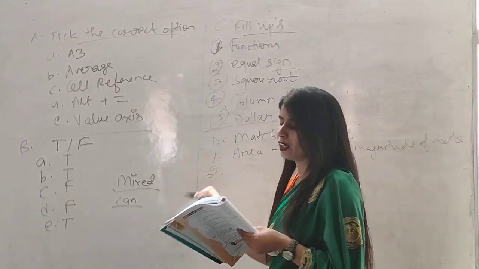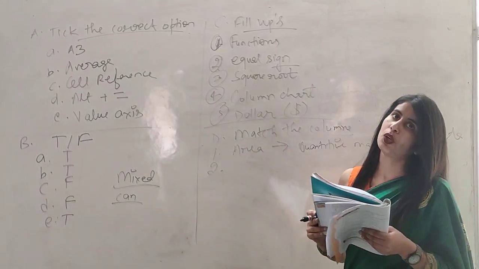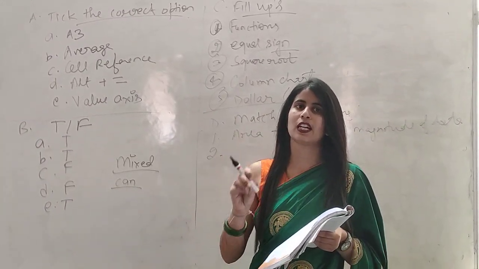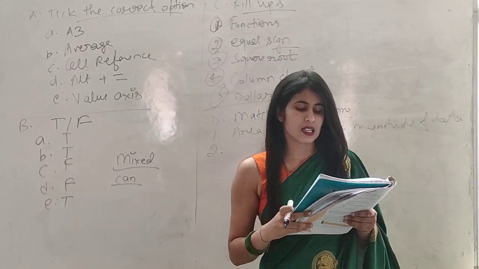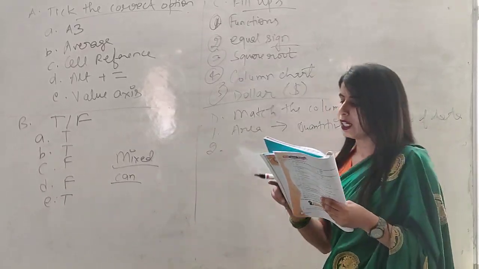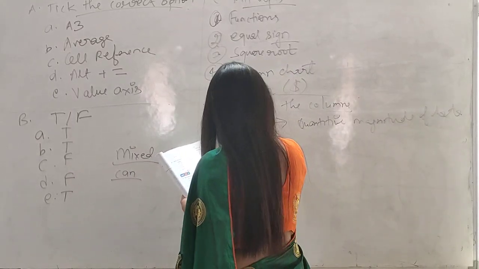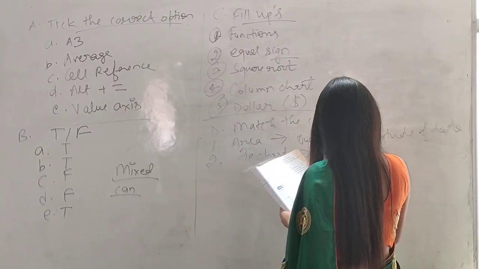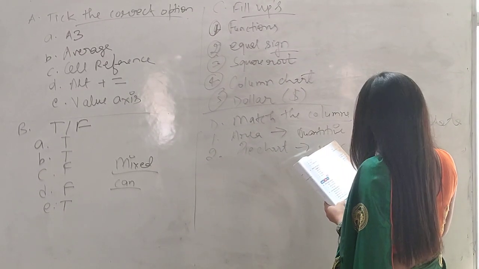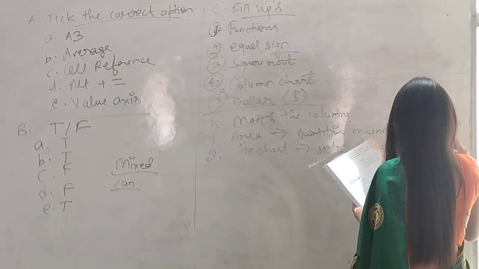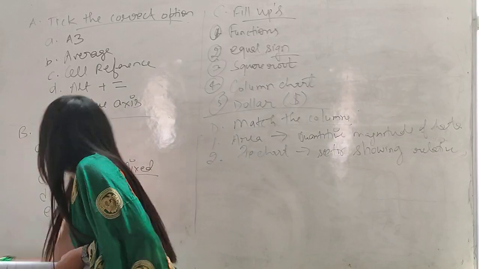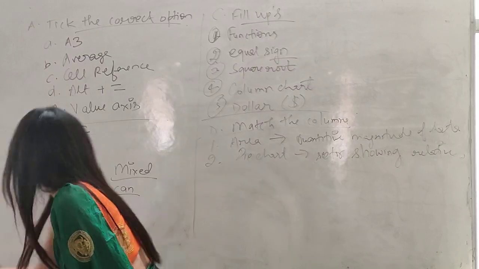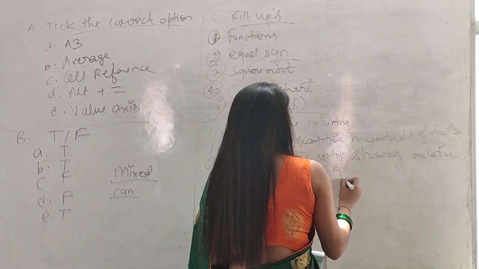Okay. The second one is pie chart. We know that in a pie chart, different sectors are there, and we plot the values in the form of a circle. So what will be the answer? C. Here is pie chart, and you will match it with sector showing relative size, S-I-Z-E, size of each.